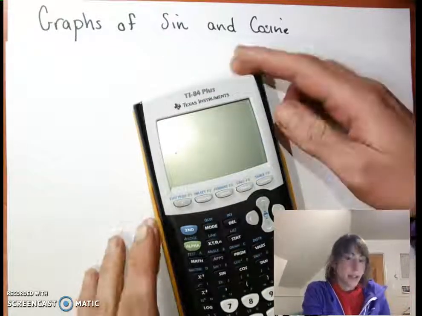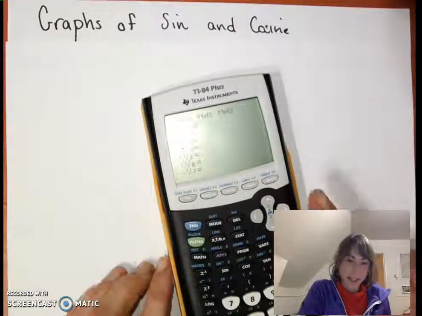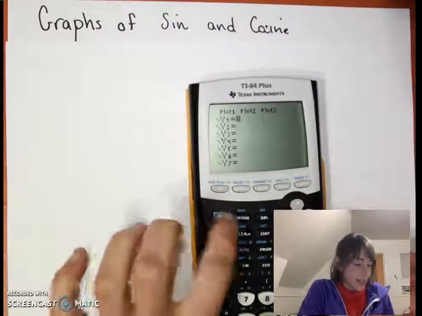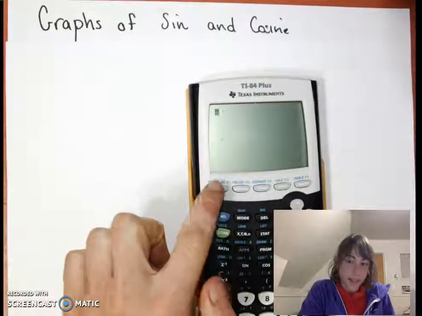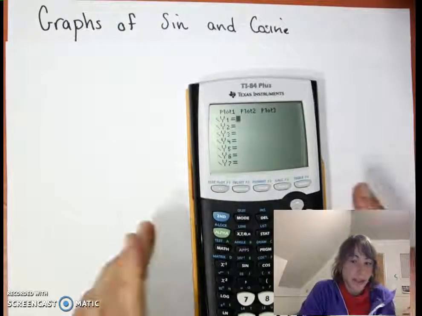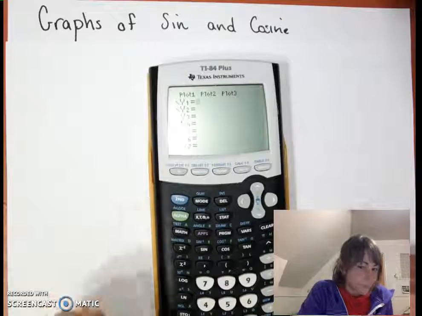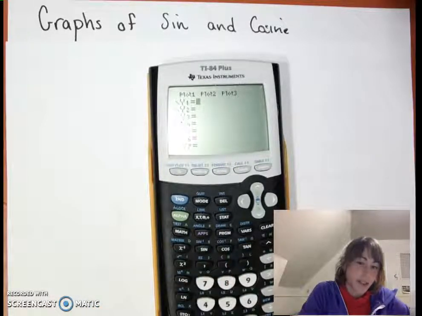And our first step here is to turn the calculator on. And usually when you turn it on, it will look like this. So I need to click y equals in order to enter a function. Now, if you look at the calculator, sine, cosine, and tangent, the trig functions are right here.